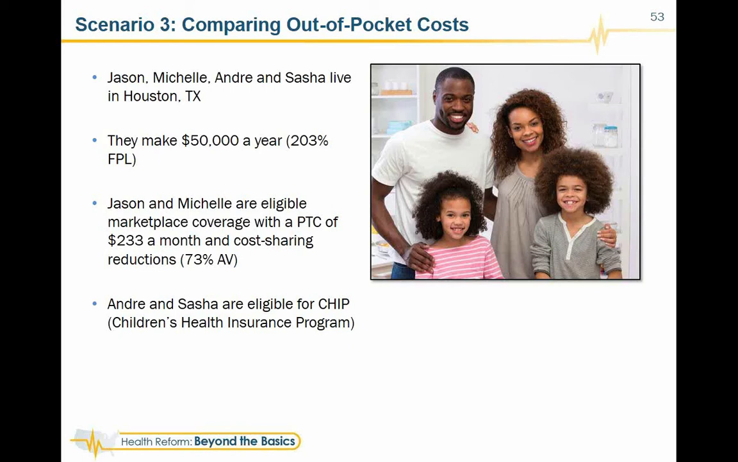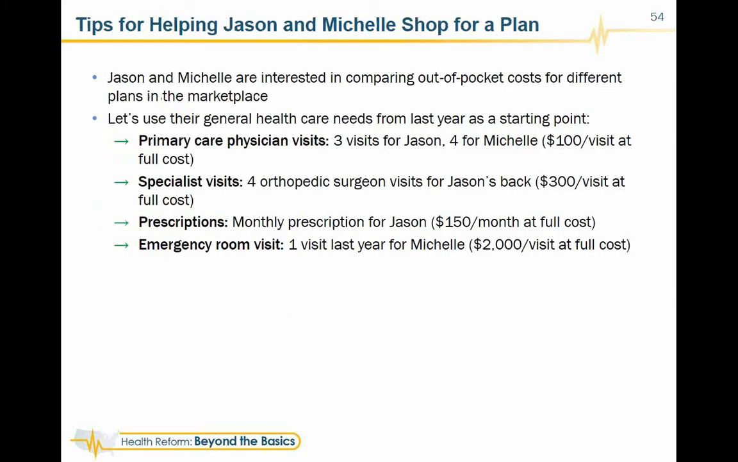Jason and Michelle are really interested in looking at how different plans affect their out-of-pocket costs. So in this example, we're going to show how different cost-sharing designs work when you use your coverage. We're going to use Jason and Michelle's general healthcare expenditures from last year as a base point to compare costs. First, they both went to their primary doctor last year for a total of 7 visits. We're going to say that the full cost of 1 visit is $100.